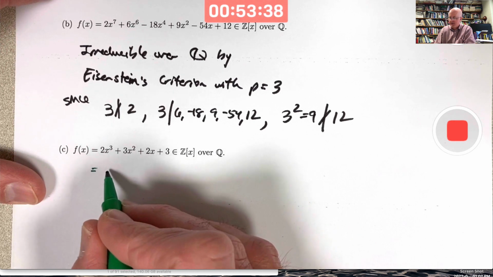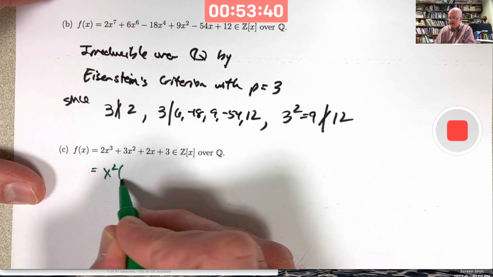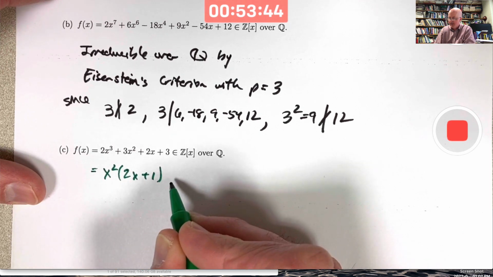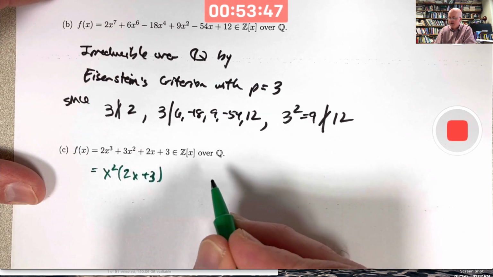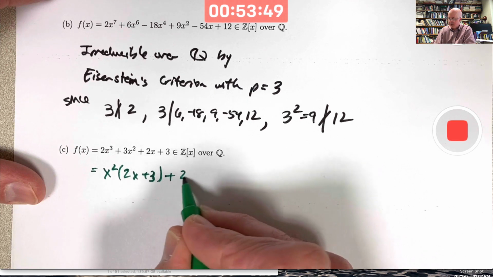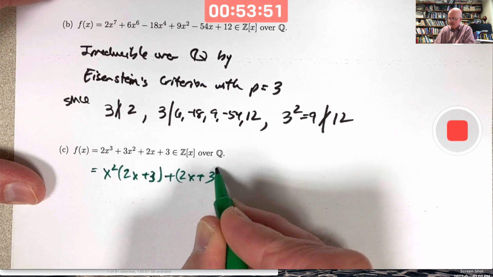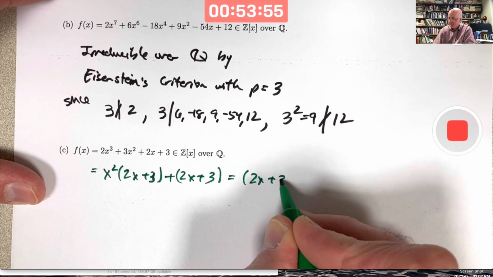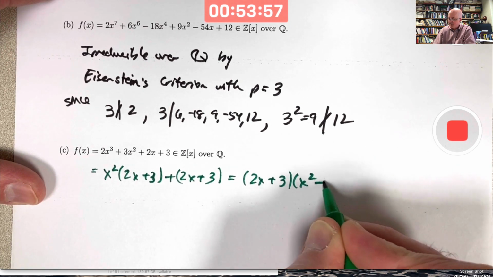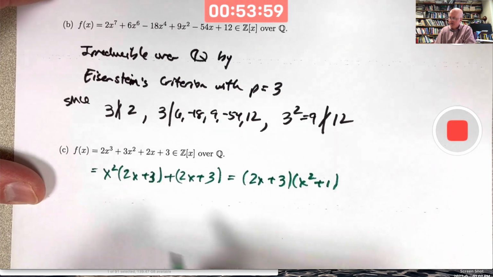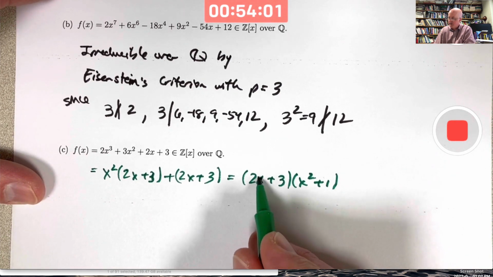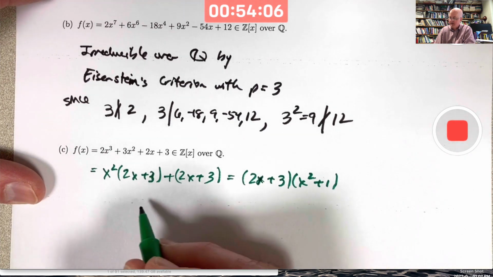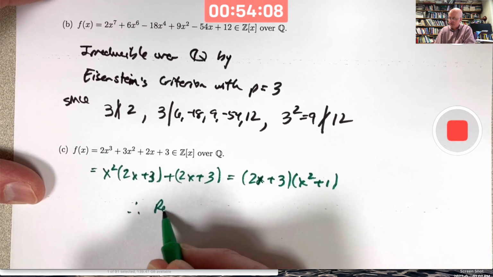And that's the hint that maybe I should try seeing if I can factor this by, out of the first two terms, factoring out an x squared, like this. And what's left out of the first two terms is a 2x plus 3. But I also have a plus 2x plus 3 over there, which I can put in parentheses, and that allows me to factor out 2x plus 3. So I have factored this cubic polynomial as the product of two lower degree polynomials. That means it's reducible. I've reduced it, so to speak. Therefore, reducible over Q.